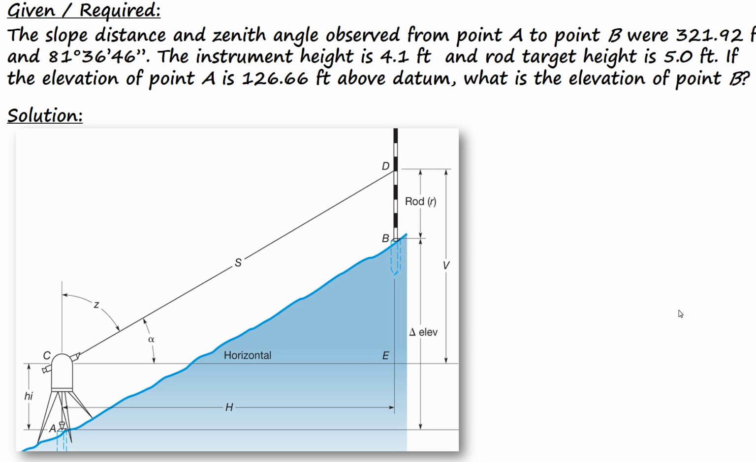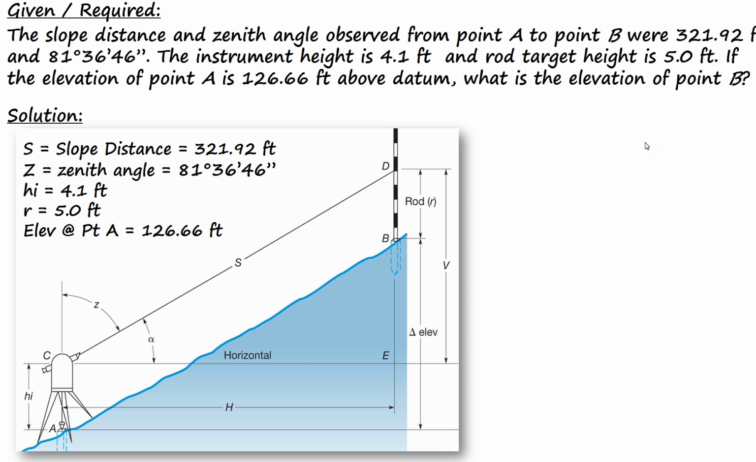The slope distance and the zenith angle observed from point A to point B: the slope distance S is 321.92 feet. And 81 degrees, 36 minutes, and 46 seconds is the zenith angle, this angle here at Z. The instrument height is 4.1 and the rod target height is 5.0. So we have an elevation at point A of 126.66 feet above the datum. So we want to figure out what the elevation at point B is. So this is the data that we have.